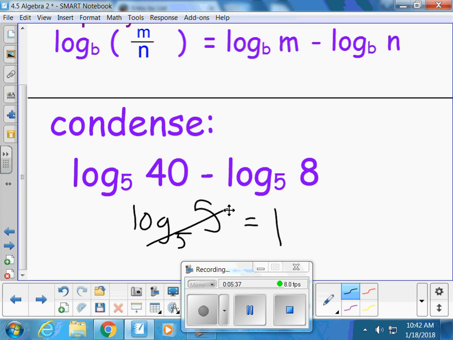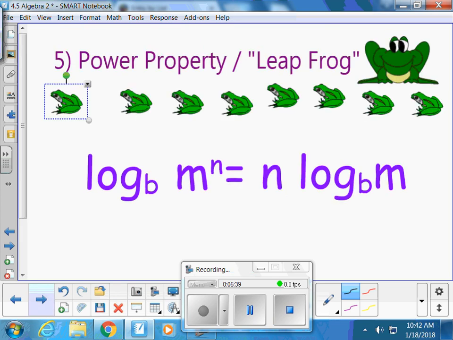Moving on. This is my favorite property because it's all about the leapfrog. Go ahead and write down the property, and I'll give you a treat. I've got some frogs here to visit today.